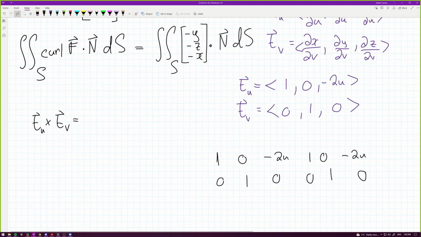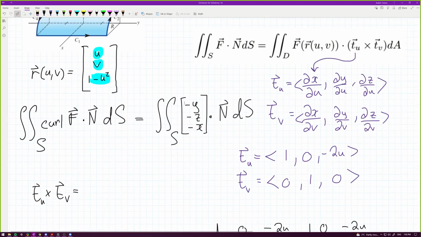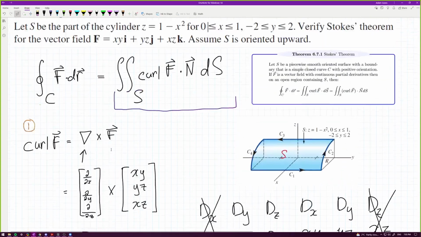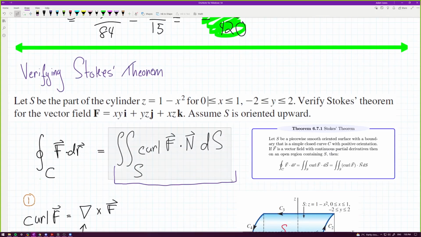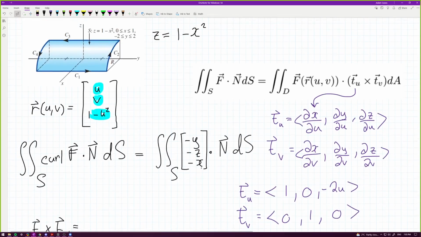Wait, so why did we find the curl? That vector right there is the curl of F, because essentially that's the formula. We need the curl of F dot n. And so now I should be clear: I'm not applying this directly to F. I'm just saying here that this is like, whatever, say it's E, and E is the curl of F. The curl of F is also a vector field because it's a vector for every point too.